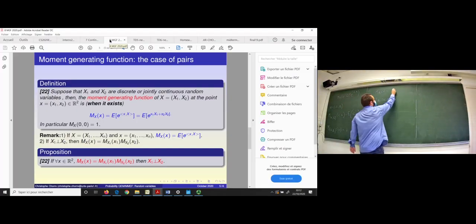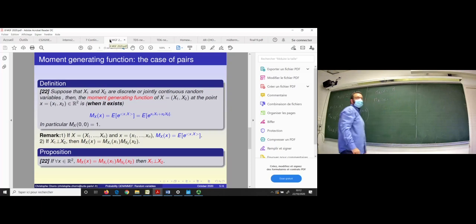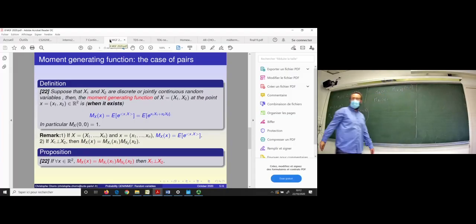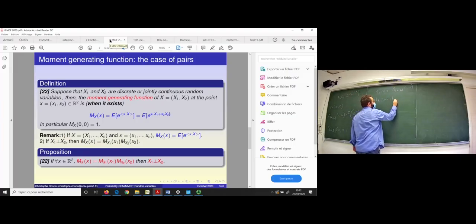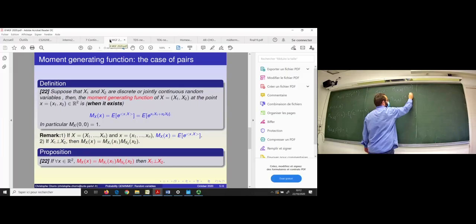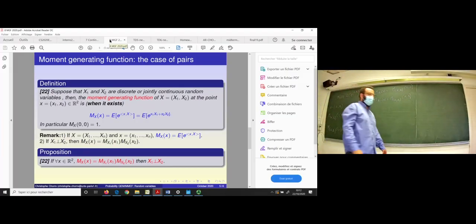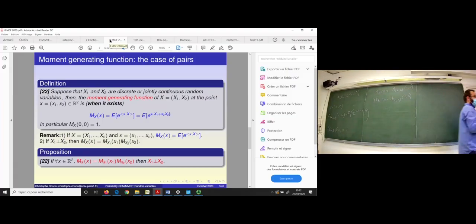So I have the moment generating function of x1 that is none other than the moment generating function of the pair taken at the point (t, 0). The moment generating function of x2 is just the moment generating function of the pair taken at the point (0, s). So it means that when you have the moment generating function of a pair, you have inside the information concerning the moment generating function of each component. Okay?